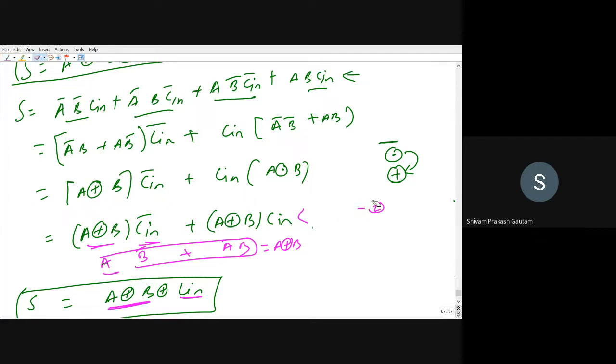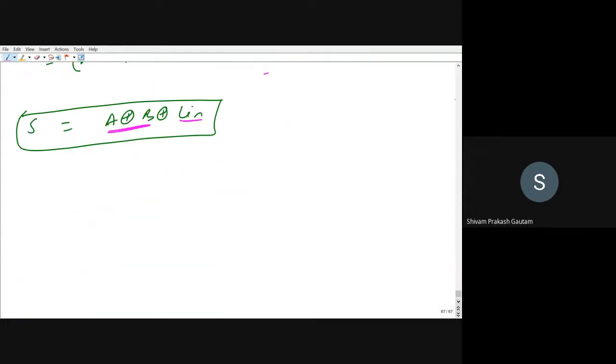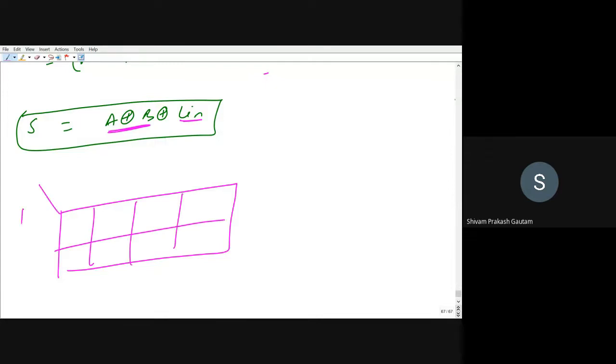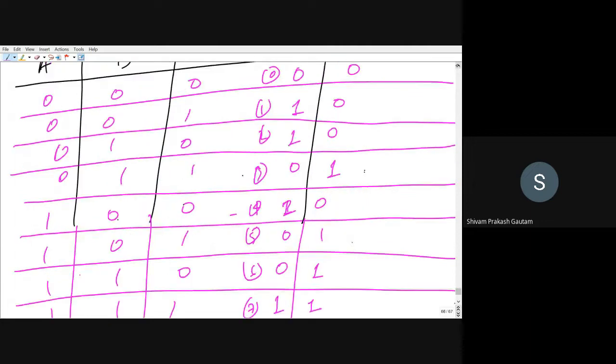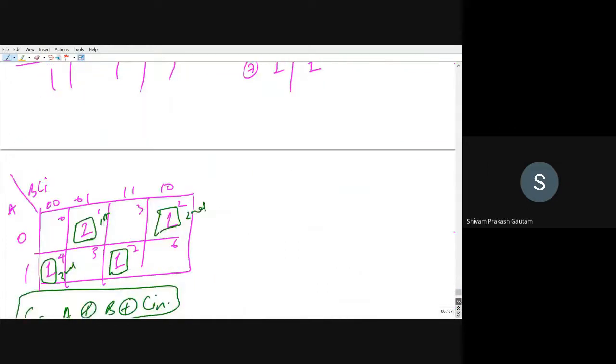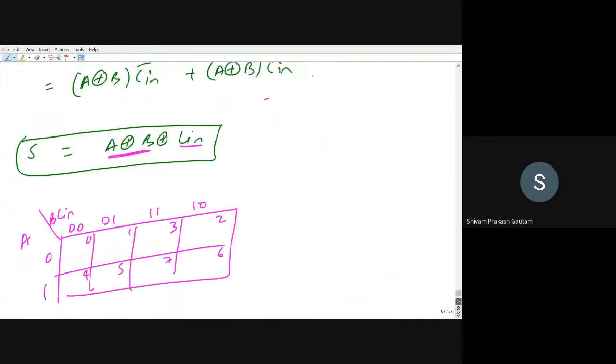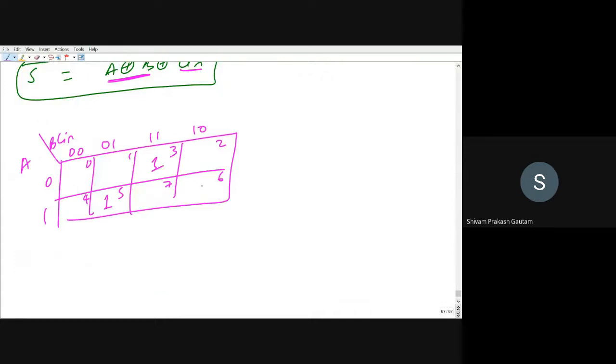Any doubt from anyone? This is bar, right? So similarly, we will be having carry as well. For carry, you need to again draw the K-map. This is 0 and 1, 0, 1, 2, 3. Just see where carries are present from the truth table. Carry is present at third, fifth, sixth, and seventh.